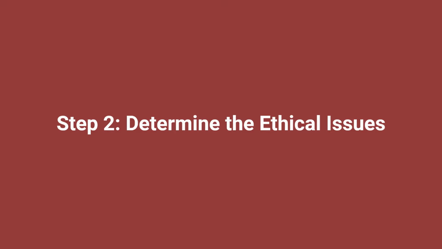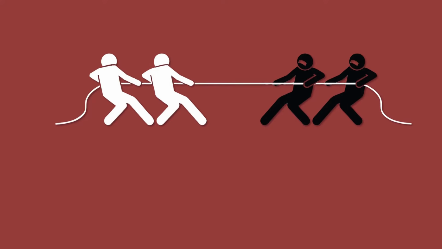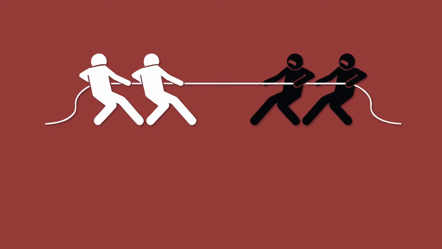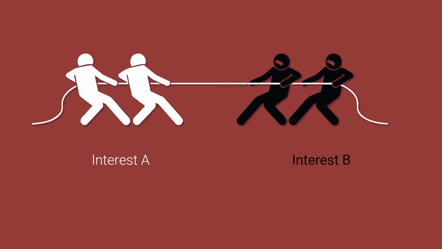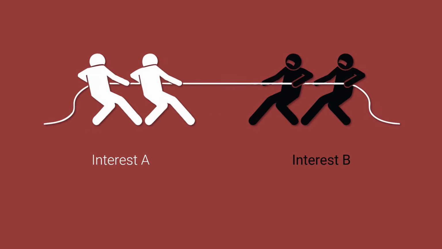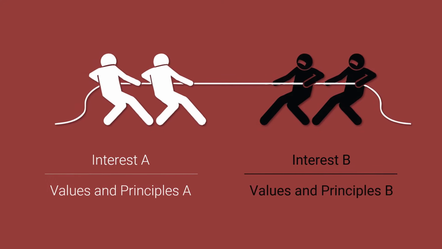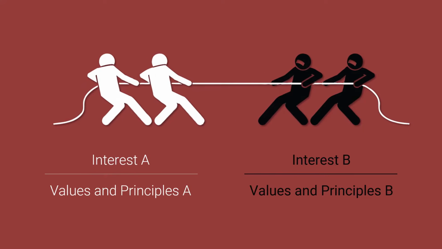Step 2. Determine the ethical issues. Moral dilemmas always have tension in them. This tension is caused by the competing interests of the people involved. These interests, in turn, are supported by the moral values and principles these people hold.